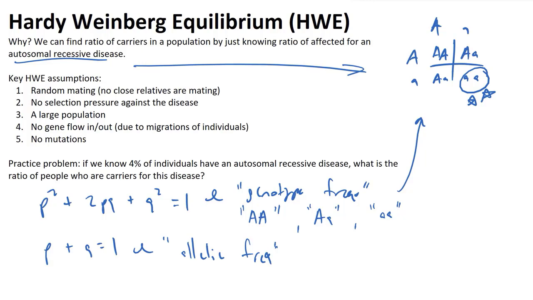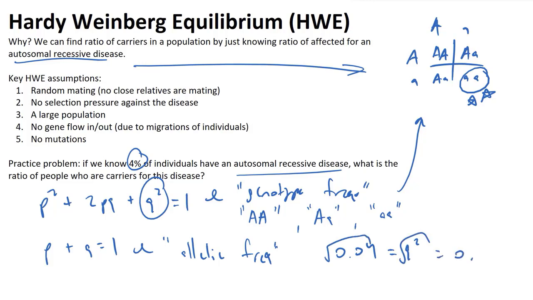So how can we look at this data? What 4% tells us is what q squared is equal to. If we know that 4% of our population has this autosomal recessive disease, we can say 0.04 is equal to q squared. If we square root both sides here, we'll note how this is equal to 0.2, which is equal to q. This tells us right now what our allelic frequency of our recessive allele, little a, is.